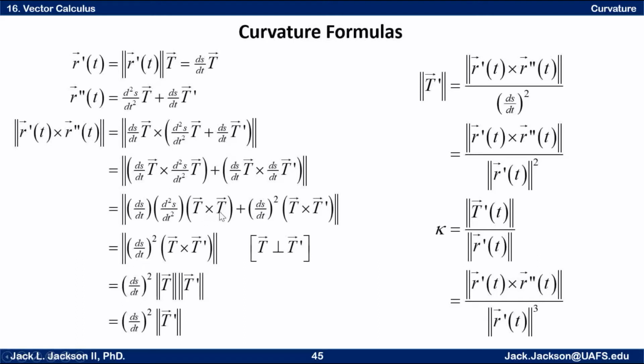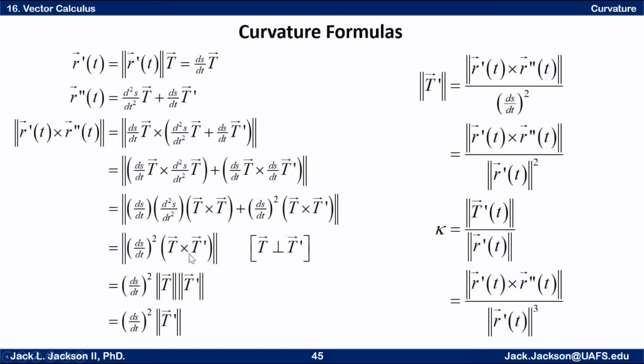Now T cross T is 0. Any vector crossed with itself is going to be 0. And so that means this first term is wiped out. So now we just have the second term. Now T and T prime are perpendicular to each other. That's one of the things that we noticed earlier. And if you have things that are perpendicular to each other, when you do the cross product, you're just multiplying their two norms.